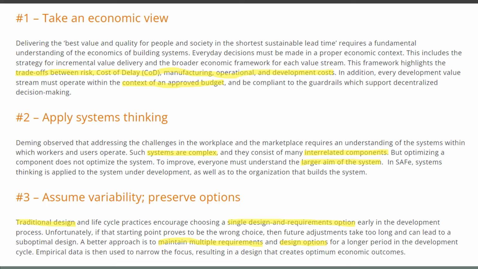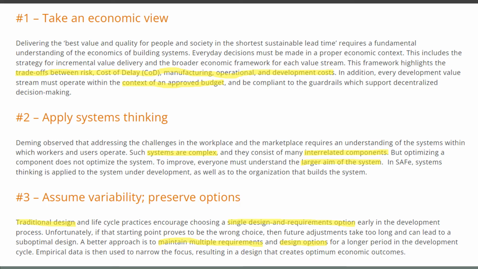You can choose high value projects to be picked up at an early point of time. Every development value stream must operate within the context of an approved budget. It's very, very important, right? So understanding this, working in the context of an approved budget, and the trade-offs between risk, cost of delay, and other costs is very important to deliver the best value in the shortest time. So lean agile leadership should always have this particular aspect in mind.